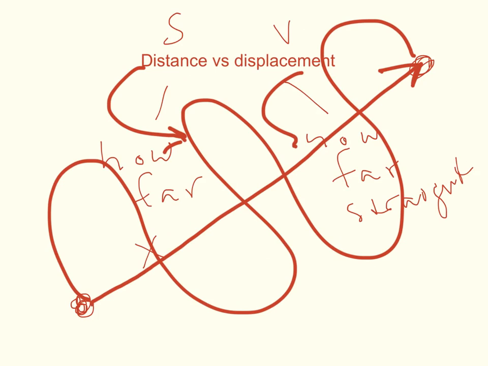So for example, your displacement over the next 24 hours. Let's assume 24 hours from today's class, where are you going to be? Right back here. So your displacement is actually 0, but your distance could be all over the place.